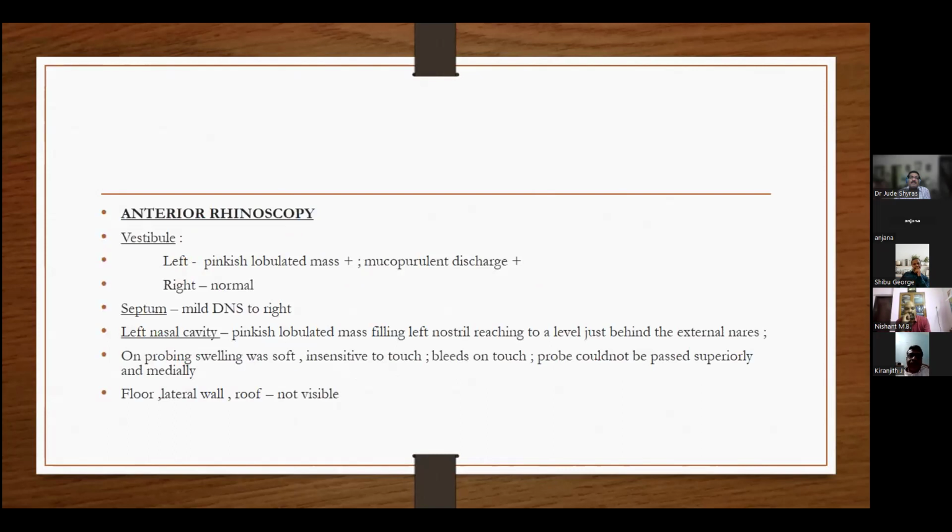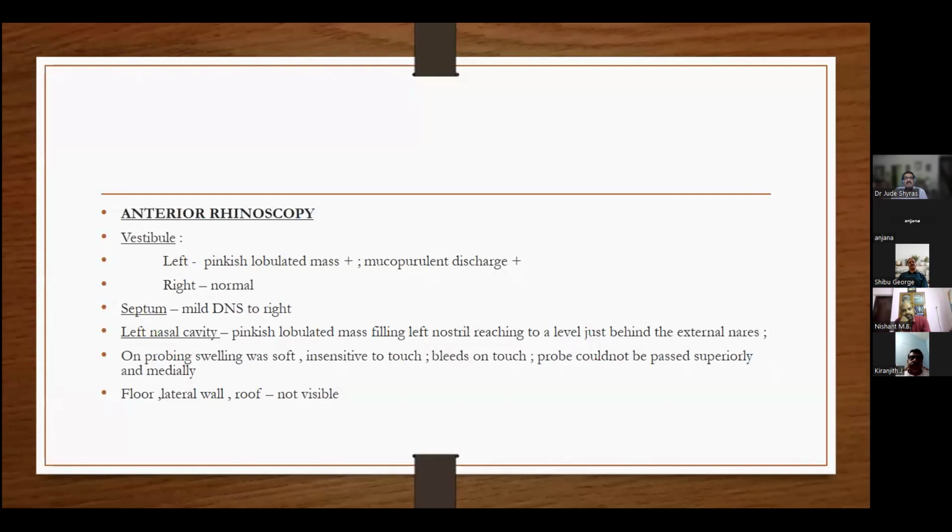Anterior rhinoscopy: in the left vestibule there was a pinkish lobulated mass and mucopurulent discharge was present. Right vestibule was normal. Septum: mild deviated nasal septum, mild DNS to right. Just a moment. How do you do an anterior rhinoscopy? How will you proceed with the examination of the nose? After external appearance, what is the next thing to do?